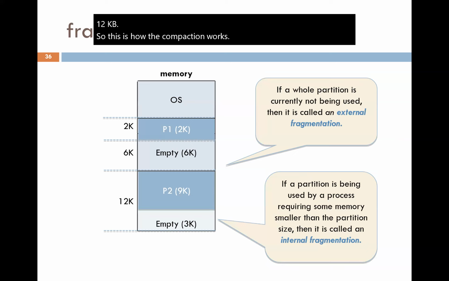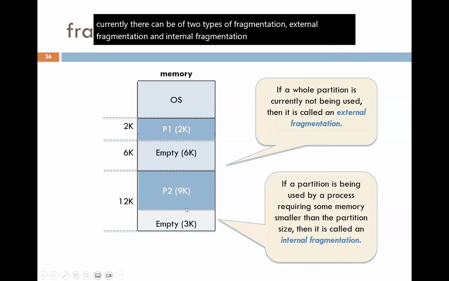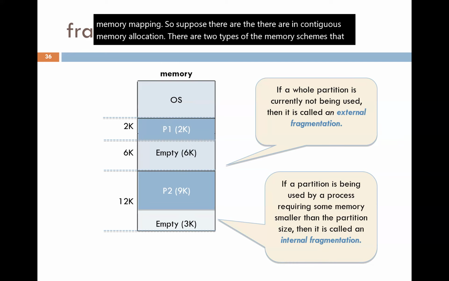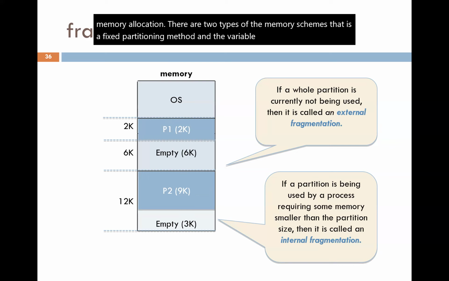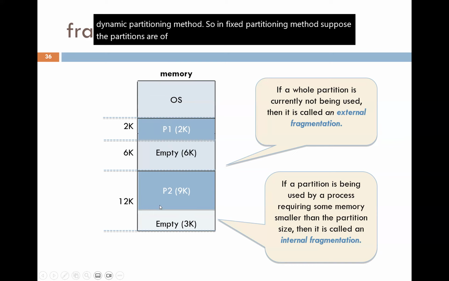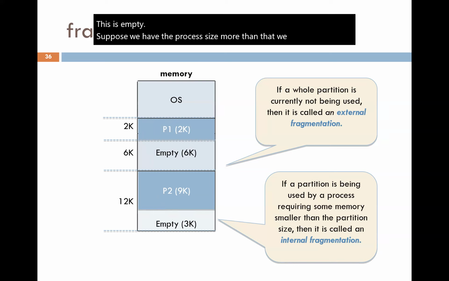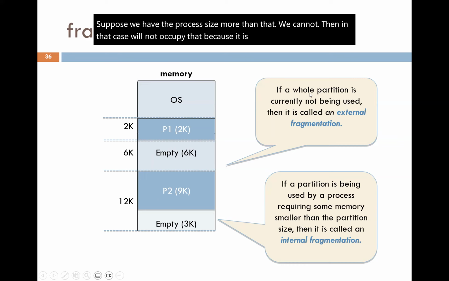The word fragmentation, which we have used here, can be of two types: external fragmentation and internal fragmentation. You can see this is the memory mapping. In contiguous memory allocation, there are two types of memory schemes: the fixed partitioning method and the variable partitioning method, or dynamic partitioning method. In the fixed partitioning method, suppose the partitions are of fixed sizes 2K, 6K and 12K. This 6K is empty. Suppose we have a process larger than that, we cannot occupy it. If a whole partition is currently not being used, it is called external fragmentation.